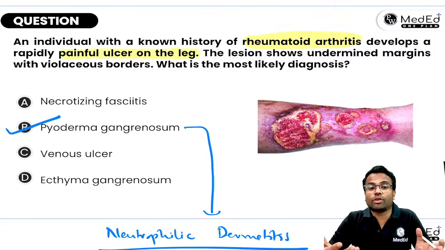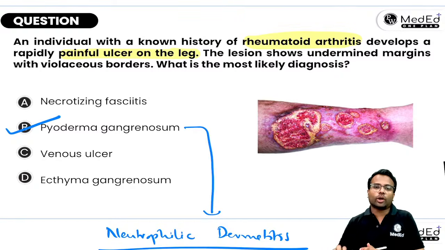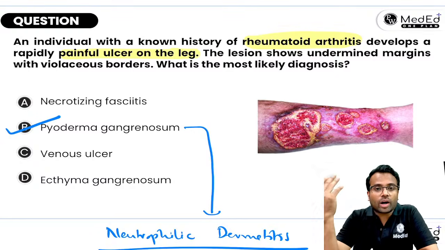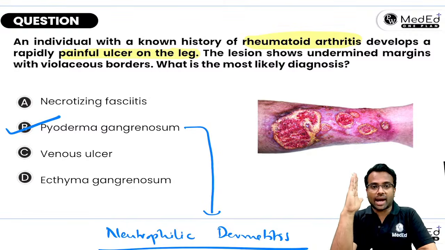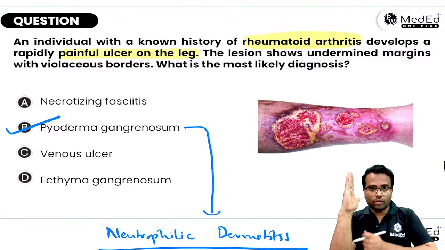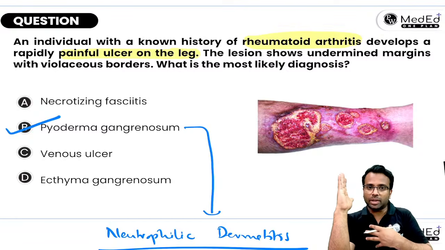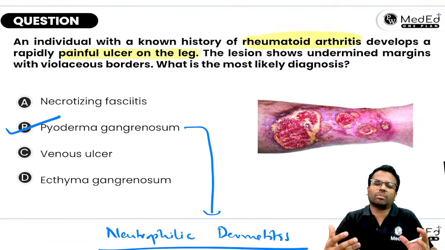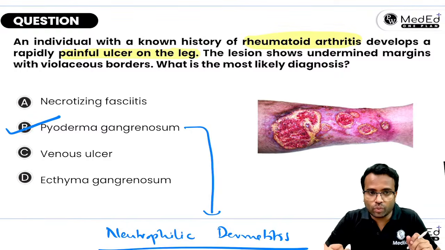If it was a case of a venous ulcer, the question will never say rheumatoid arthritis. The question may say the patient is a teacher or a housewife or a merchant, because you want to show that the patient is standing for a long period of time. When you stand for a long period of time, the patient is more prone to getting a venous ulcer, mostly because of varicose veins.